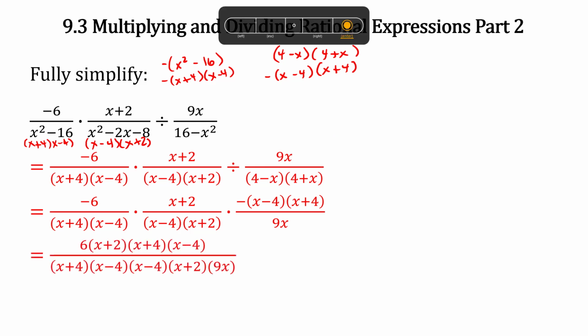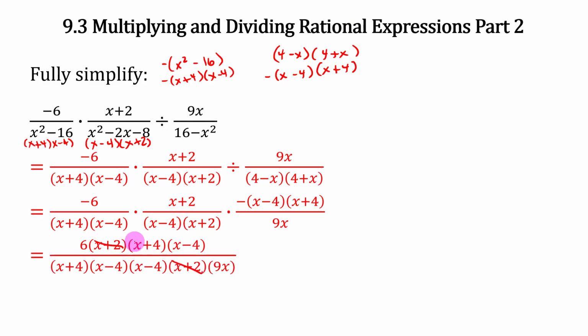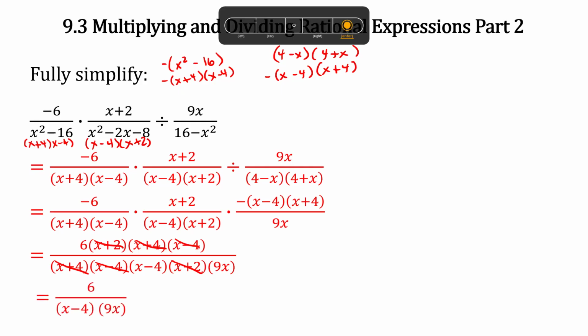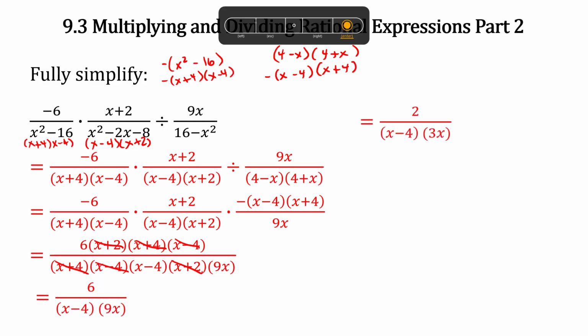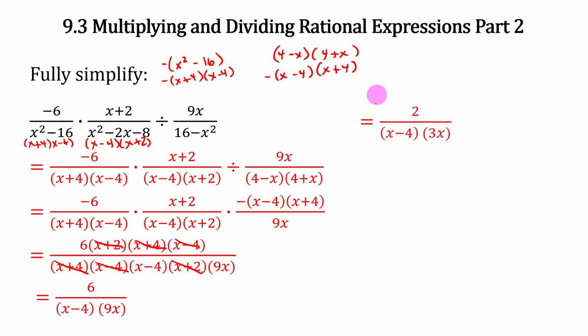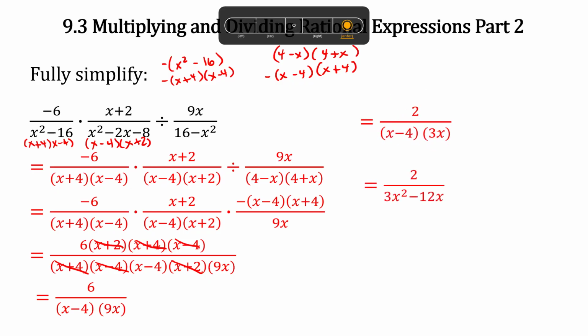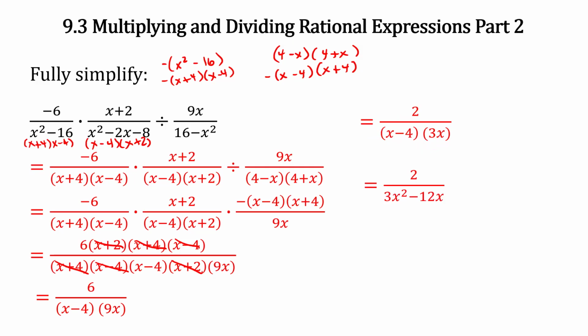Okay, so now we can start canceling everything out. X plus 2 and X plus 2, X plus 4 and X plus 4, X minus 4, X minus 4, left with that. The 6 and the 9 will reduce to 2 over 3. And then you're going to multiply the 3x into there. So 3x squared minus 12x. All right, there it is. Good luck.